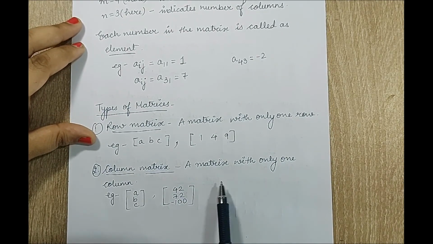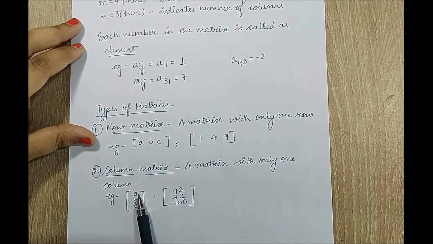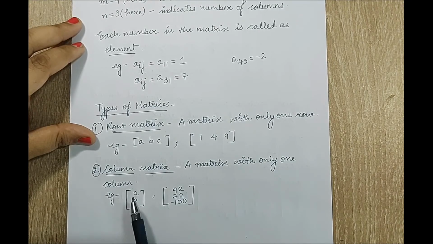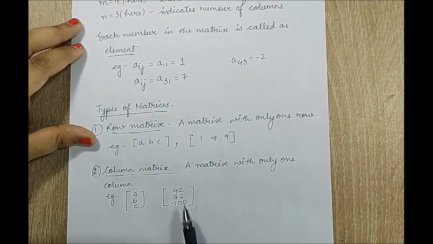Next is column matrix. A matrix which has only one column is called a column matrix. Like you can see here A, B, C. These are the 3 elements held in a single column. So it is called a column matrix. Here also you can see there are 3 elements.